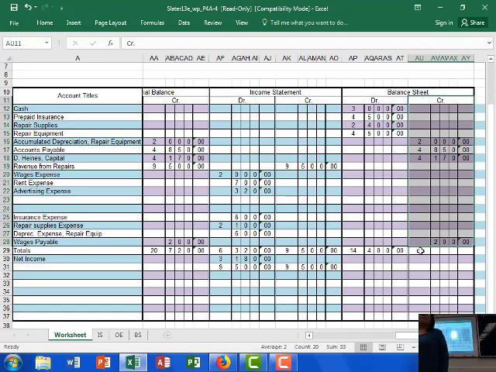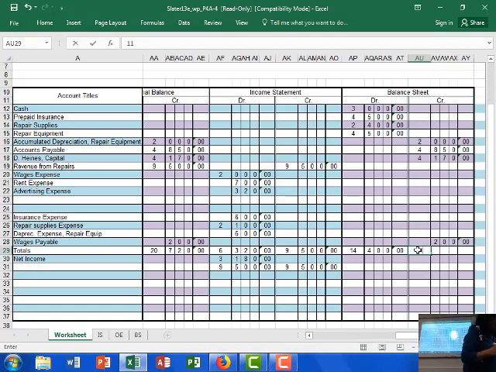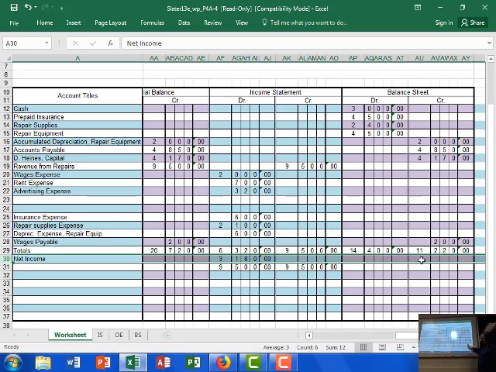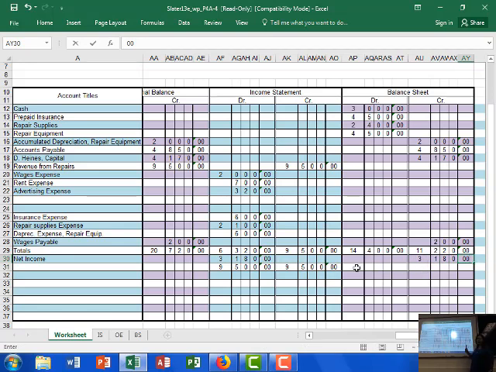Don't freak out, you will be short. Not physically, but you're going to be short in monies. Okay? 11,020. Now, if you subtract your debits from your credits, guess what? You're going to come up with that amount. So if you add your net income here, you're going to balance out.